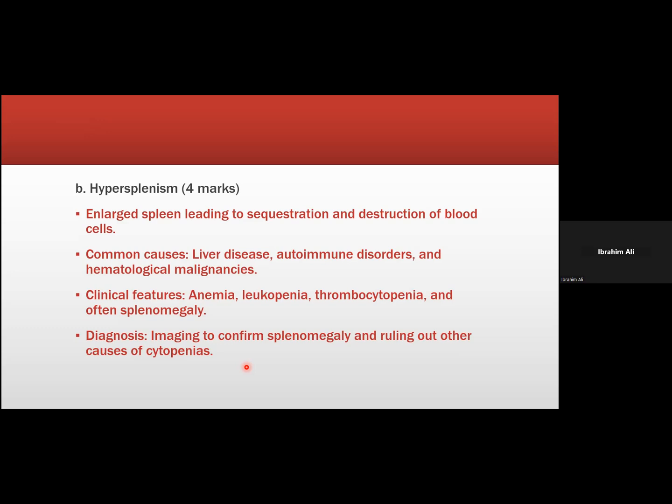Splenomegaly is when your spleen enlarges, and it is caused by several things like CML, infections like leishmaniasis, sarcoidosis, even polycythemia vera. Many things can cause splenomegaly. Hypersplenism is an enlarged spleen leading to sequestration and destruction of the blood cells. A common cause of hypersplenism can be liver disease, autoimmune disorders, and hematological malignancies.